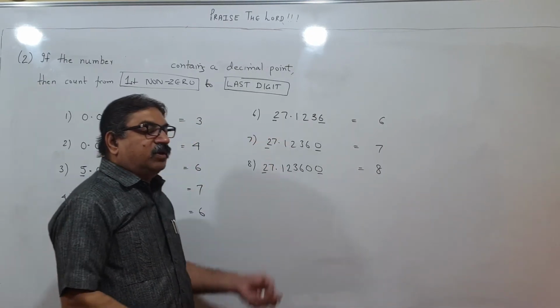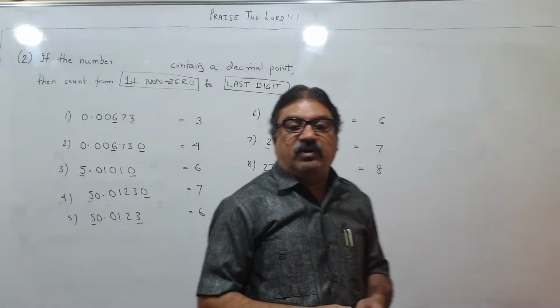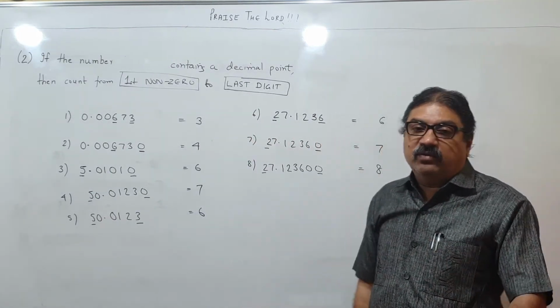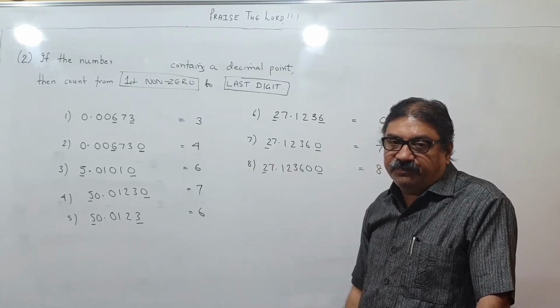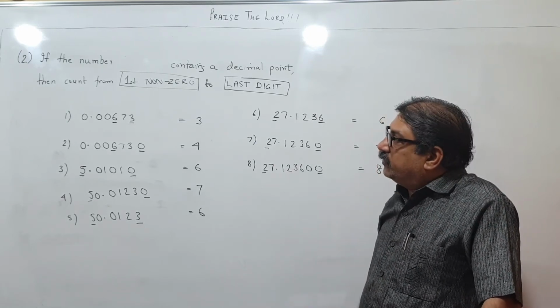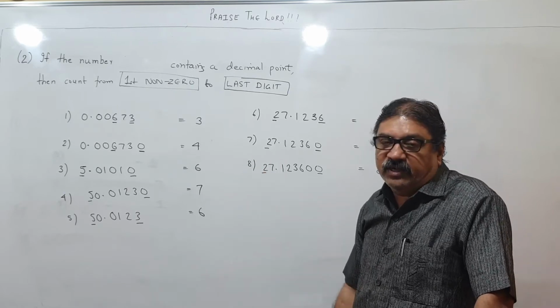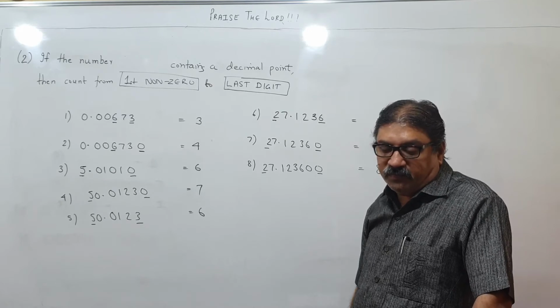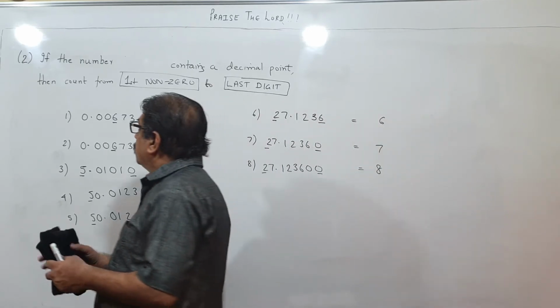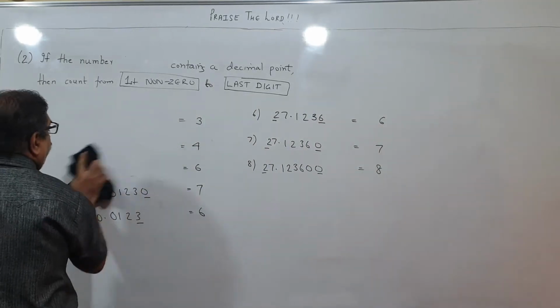Mathematically, all these numbers are equivalent, but again, from accuracy point of view, from precision point of view, from significant digits point of view, they are a bit different. So this is the method of counting the significant digits if there is a decimal point or if there is no decimal point. Then third rule comes.